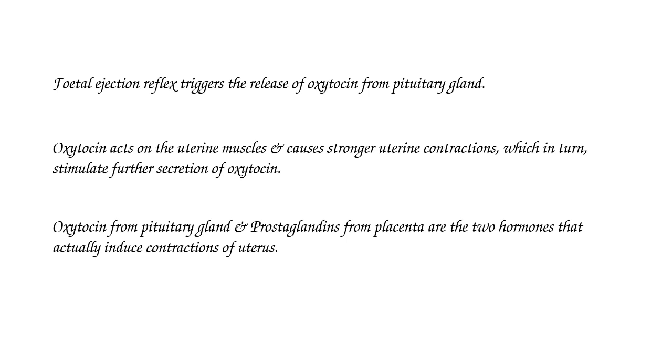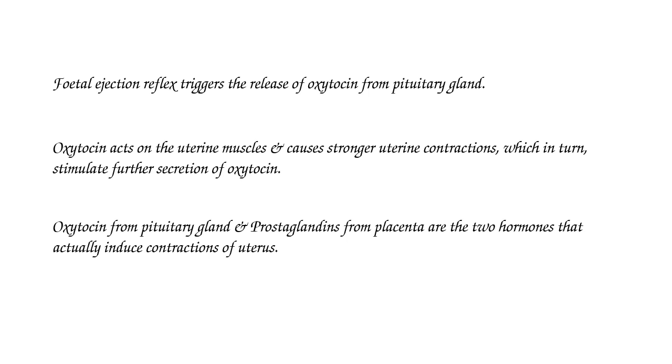It triggers the release of oxytocin from the posterior lobe of the pituitary gland. So oxytocin is released by the pituitary gland, which belongs to the endocrine gland system. That's why the mechanism of parturition is neuroendocrine. Neuro means the fetal ejection reflex, a part of the nerves, that triggers the release of oxytocin from the posterior lobe of the pituitary gland.